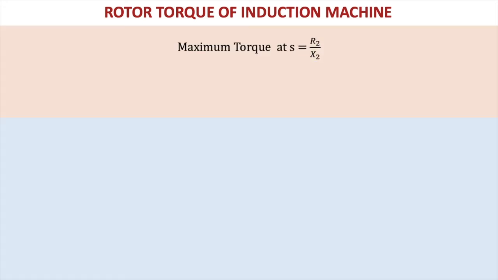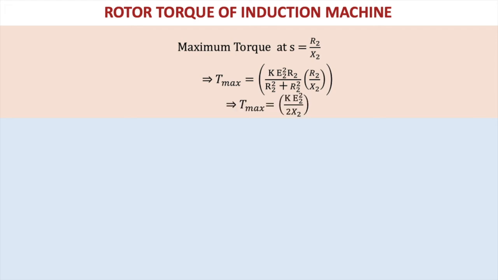So what will be the value of the maximum torque? We find it by substituting s equal to r2 by x2, and magnitude-wise it is given by k e2 square by 2x2.